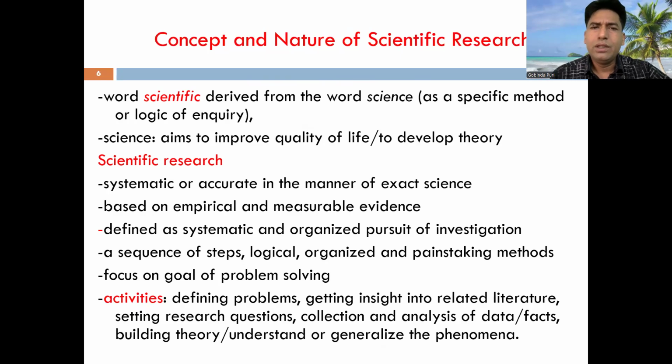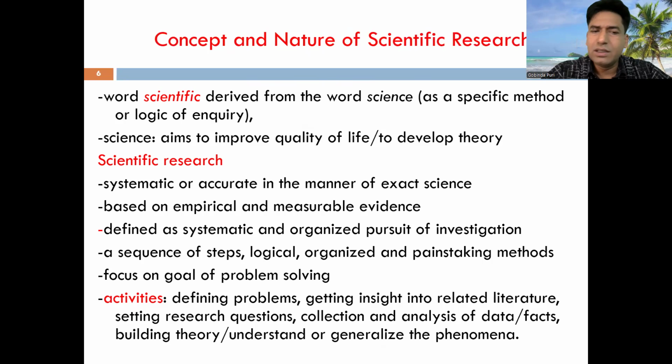So here we talk about the nature of scientific research. What do you mean by the term scientificness, or the word scientific, which is derived from the word science, as a specific method or logic of inquiry? So if there is no specific, objective, systematic method or logic of inquiry, that cannot be research. So research has the nature of being scientific. And science means science that aims to improve the quality of life. Always science innovates something, or it is to develop theory based on the observable empirical data.